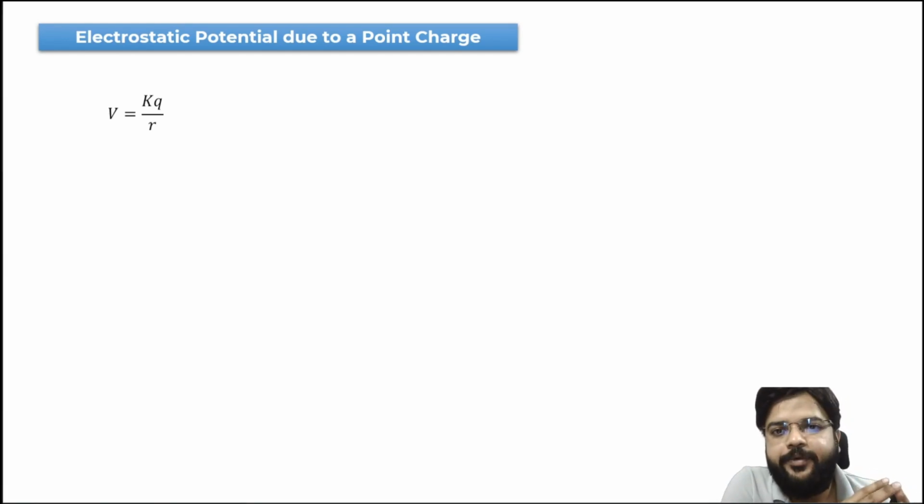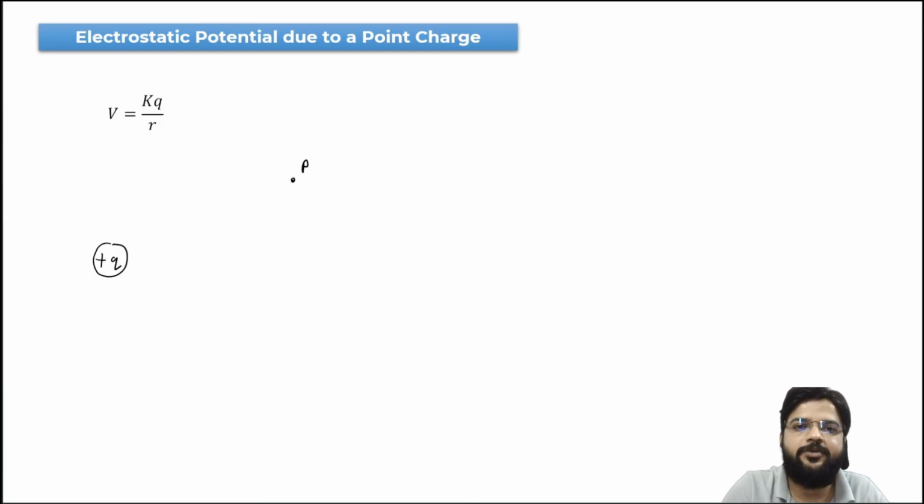Let's see the next topic, everyone. Electrostatic potential due to a point charge. So here we want potential due to the point charge, everyone. Let's suppose we have plus Q charge, and due to this plus Q charge, we want potential at the P point. And the separation between the plus Q charge and the P point is, let's suppose, R.